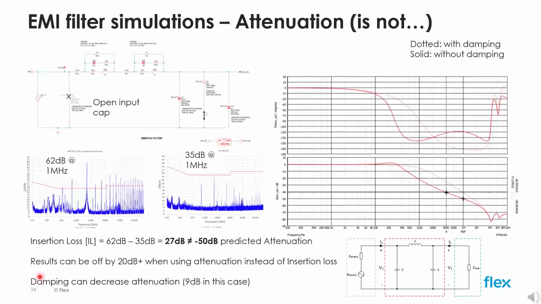Interestingly, enabling the damping resistor in the simulation, the dotted line, reduces both the attenuation and the discrepancy by approximately 9 dB. After all, the tested EMI filter might be more damped than the virtual model. As usual, a simulation can only be as good as the model used to set it up.